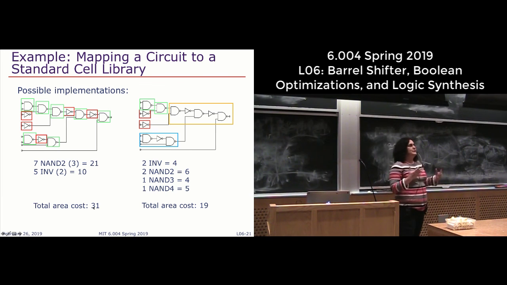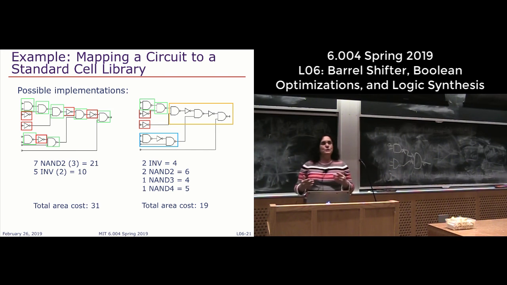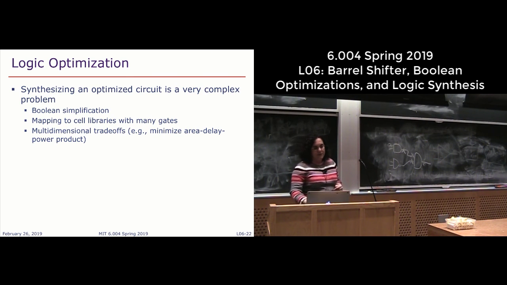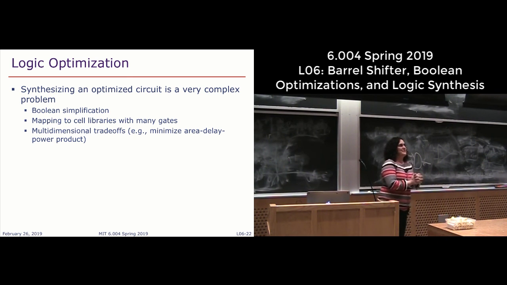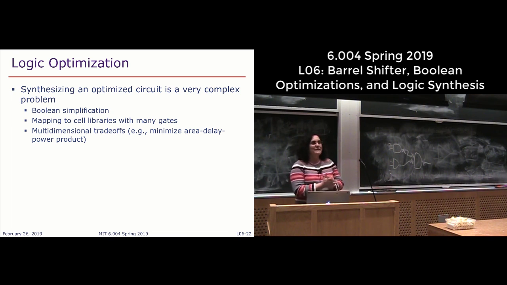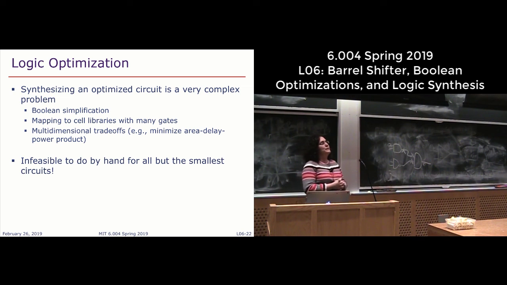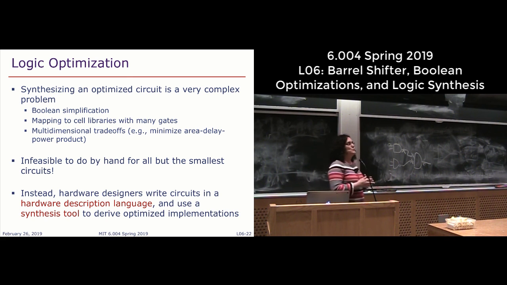So clearly there's an optimization problem here that we need to do every time we're trying to map our Boolean functions to a set of gates. As you can imagine, this is a very complicated problem, so it's not something that we do manually. We do things like Boolean optimizations. We do things like mapping our Boolean expressions to the particular cell library that's available to us. We can also do multidimensional trade-offs. And for any circuit that's more than a very small circuit, you're very quickly not going to be able to do this by hand. And so instead, we're going to use tools for this.